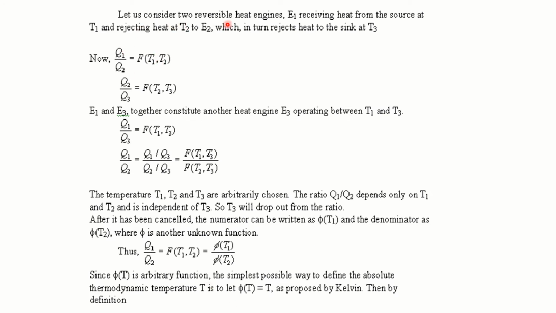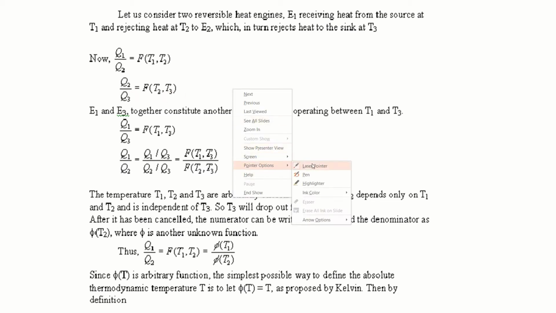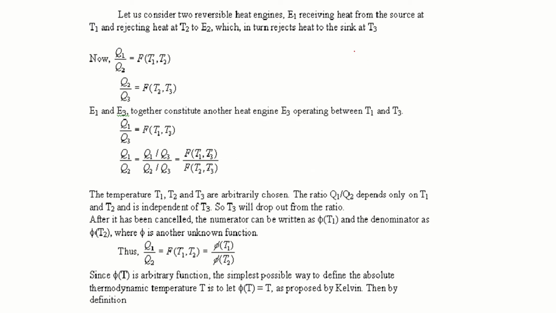So assume that there is a reversible engine working between the temperature range T1 and T2. Then I can write Q1 by Q2 is equal to a function of T1 comma T2. Consider another engine working between the temperatures T2 and T3. Q2 by Q3 is equal to f(T2, T3). I can show it like this.